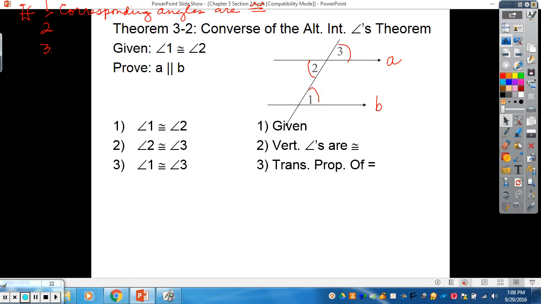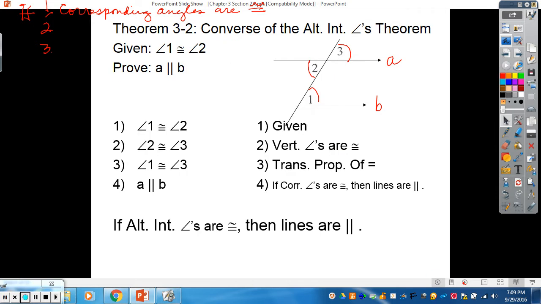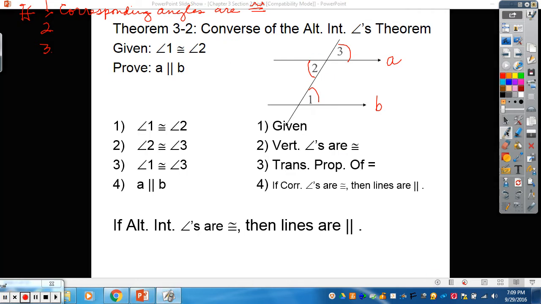Now that we know that angles 1 and 3 are congruent, well, those are corresponding angles. And I'm going to go back to our first postulate, which was this. If corresponding angles are congruent, which they are, then lines are parallel. Okay? Now, I have now proven that anytime we have congruent alternate interior angles, we know it leads us to that right there. Okay, the lines being parallel.